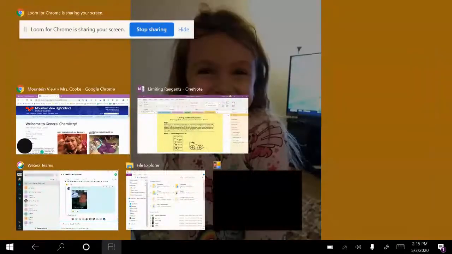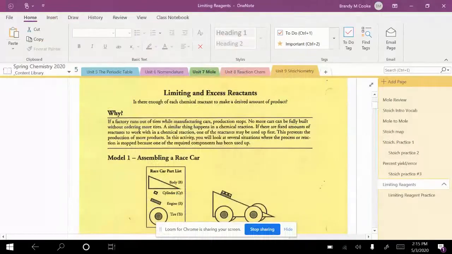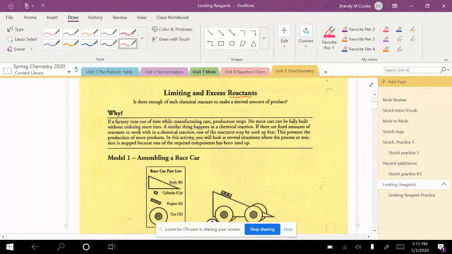Hey everybody, this video is going to be about limiting reagents and excess reagents or reactants. So reactants is the same as reagent. It's just a different word, means the same thing. So this is basically the last part of stoich.